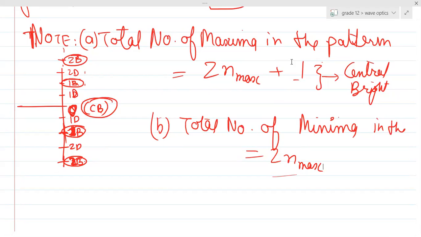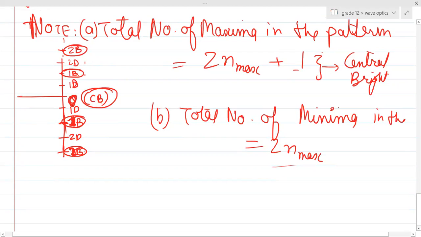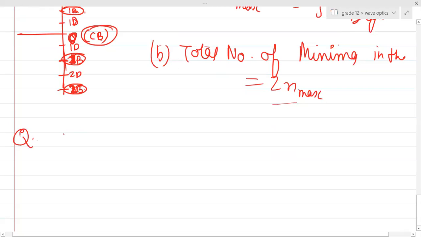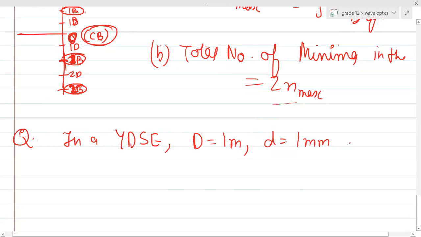Okay, write this down. I'll give you a question, then it will make much more sense to you. In a YDSE, the distance between the slit and the screen is given as 1 meter. The slit separation is given as 1 mm. And lambda is given as 0.5 meters. I know the lambda is very high, but it's okay.